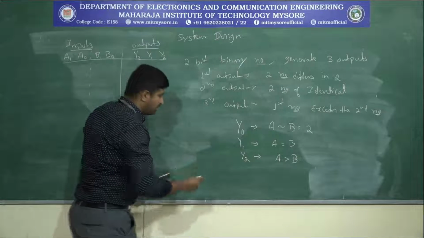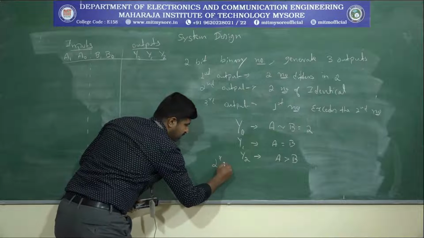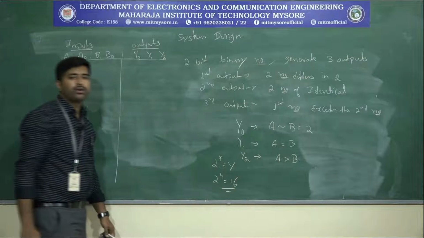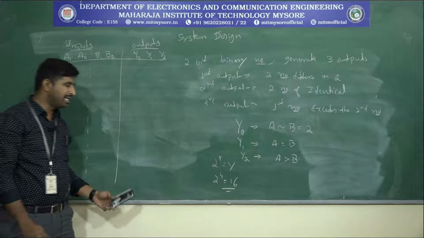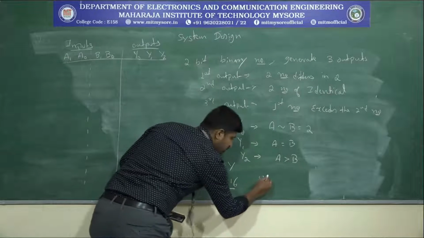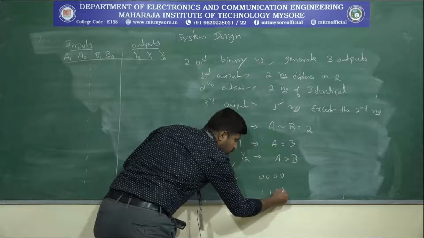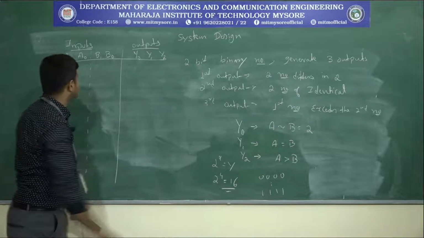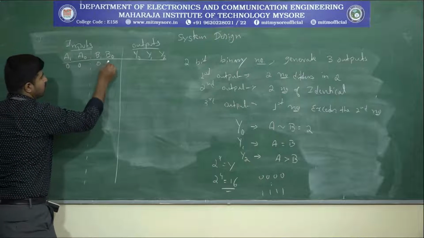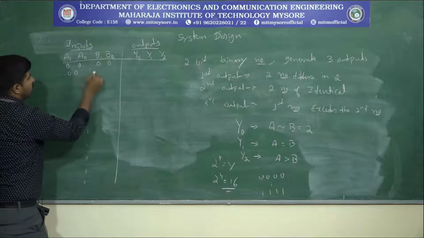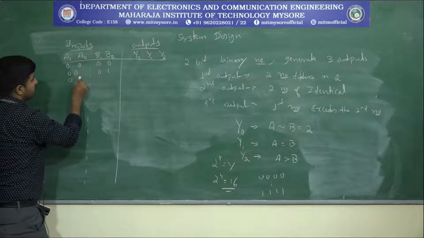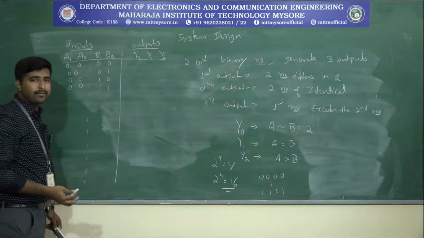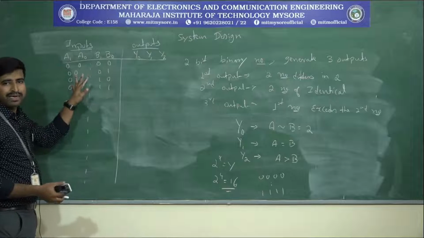Since we have 4 inputs, 2 to the power of x equals y, that means 2 to the power of 4, so we are going to get 16 combinations. So what are the 16 combinations? We are going to vary from 0, 0, 0, 0 to 1, 1, 1, 1. So let's construct the truth table: 0, 0, 0, 0, 0, 0, 0, 1, 0, 0, 1, 0, 0, 0, 1, 1. That corresponds to the decimal values equivalent to the 4-bit binary.